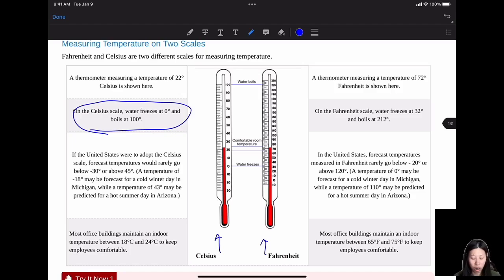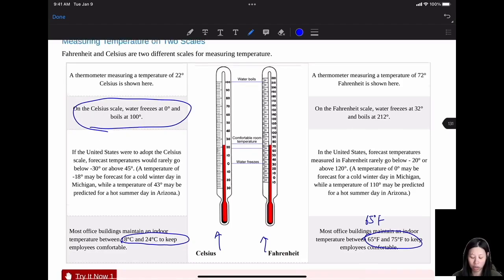Also, most office buildings maintain an indoor temperature between 18 Celsius and 24 Celsius to keep the employees comfortable, whereas in the US, in the Fahrenheit system, it would be 65 degrees Fahrenheit to 75 degrees Fahrenheit. So now, how do we convert between Fahrenheit and Celsius?